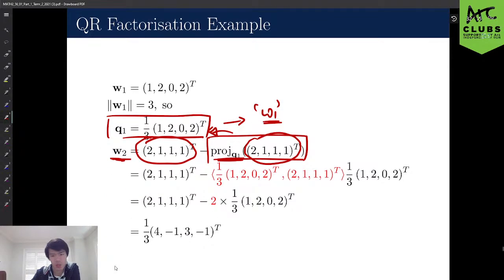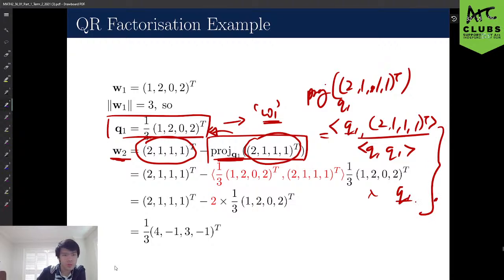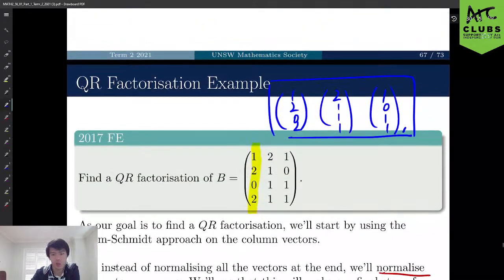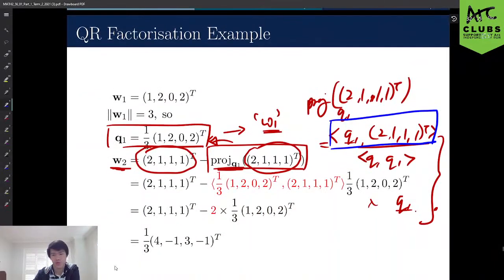And it turns out that that actually makes things a bit easier, because now let's just write this out, the projection of this onto Q1. That's going to be equal to the inner product of Q1 with 2, 1, 1, 1 divided by Q1, Q1, times Q1. Right, so let's look at this. The cool thing is that it's a lot easier because now we get this thing up here, and this thing was actually an element of our R matrix. So if we normalize as we go, we get the elements of our R matrix for free.